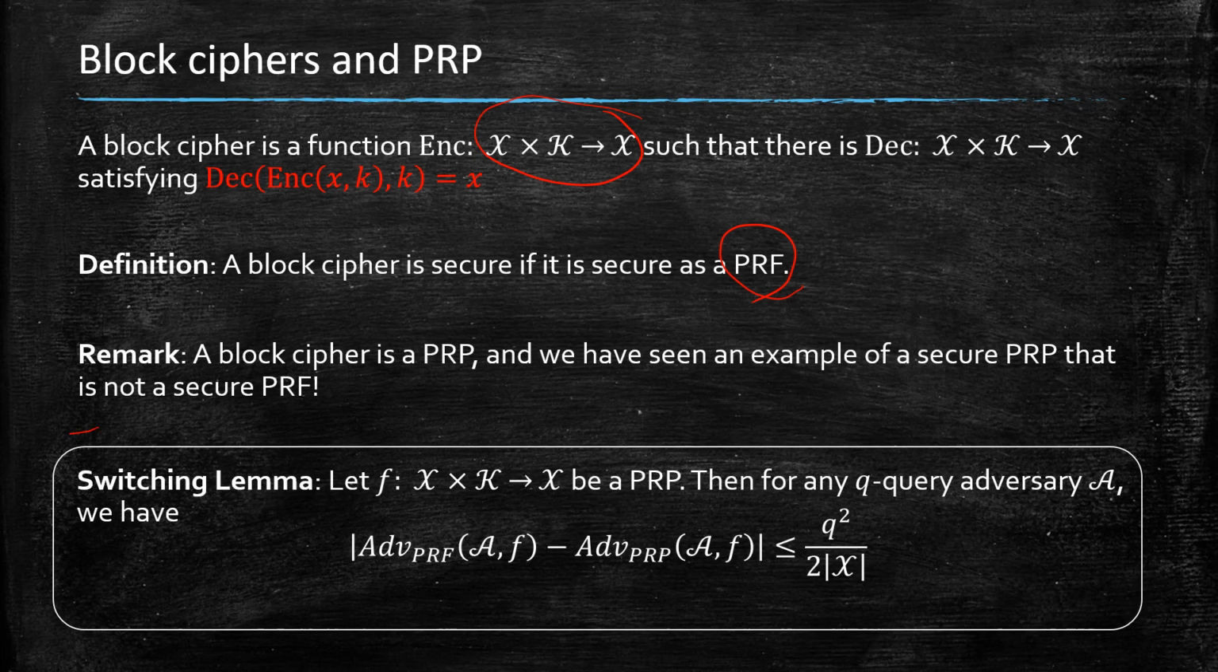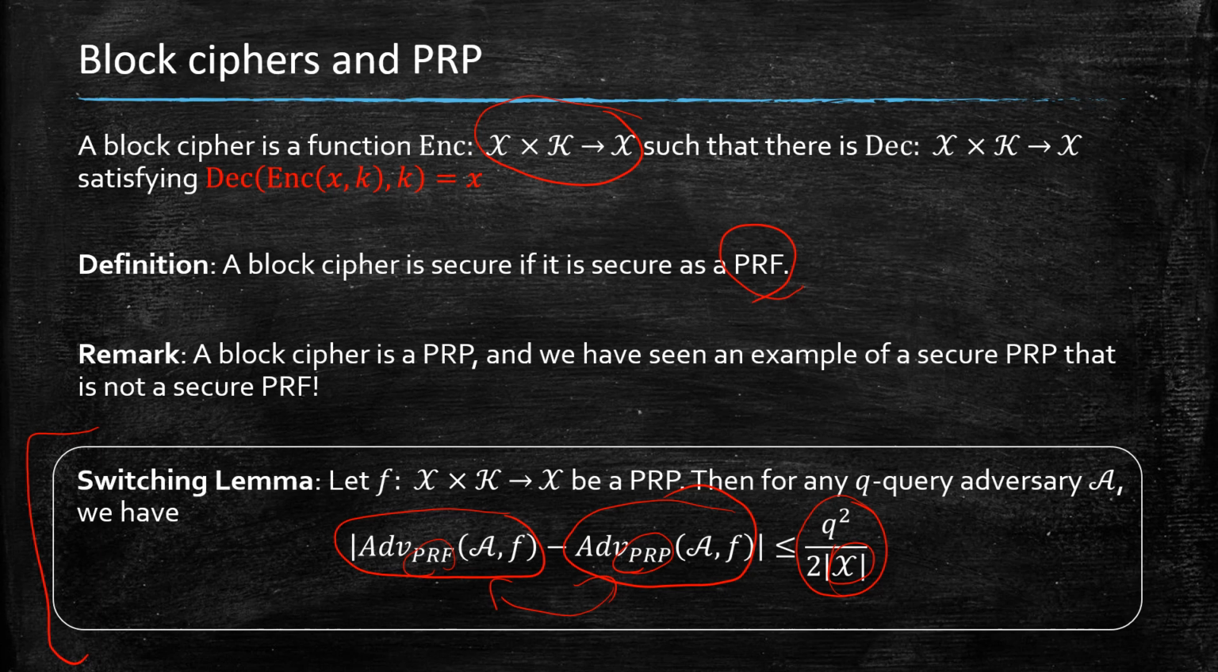So there is what's called the switching lemma, which we're not going to prove, that says that the difference between an adversary in the PRF game and an adversary in the pseudo-random permutation game is bounded by something that depends on the number of queries and, most importantly, the size of the space. So when the size of the space is large, then that difference between those two advantages is small, meaning that getting a secure pseudo-random permutation, for which this advantage is small, means that we also know that this advantage will be small as well.